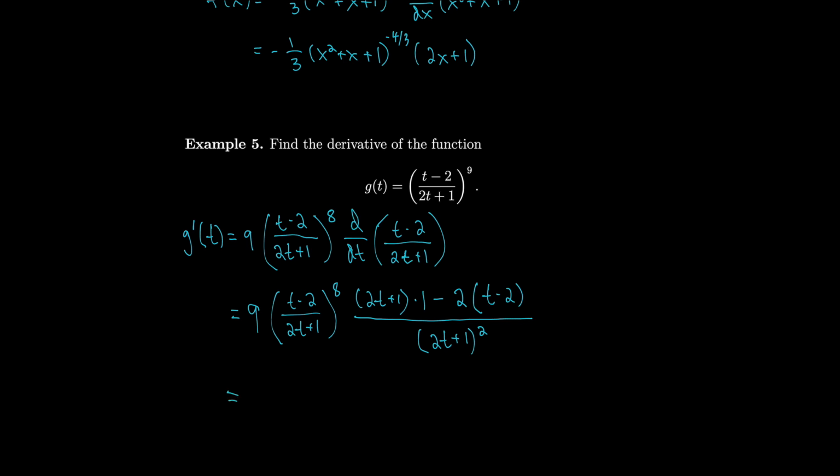Okay, so then notice in the numerator we have 2t minus 2t, so that cancels. So we have 1 minus negative 4 is 5, times 9 is 45. And then t minus 2 to the 8th in the numerator. In the denominator we have a 2t plus 1 to the 8th, and we have a 2t plus 1 squared, so that becomes 2t plus 1 to the 10th power.